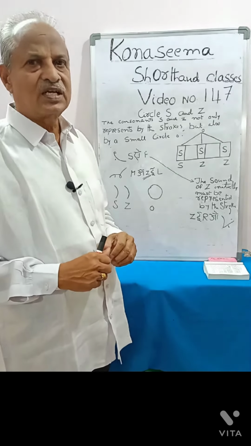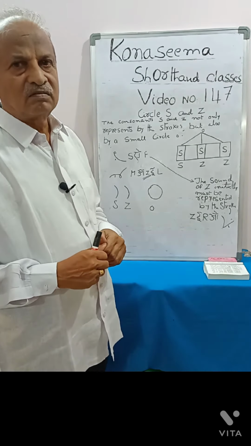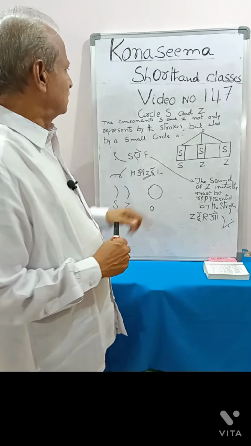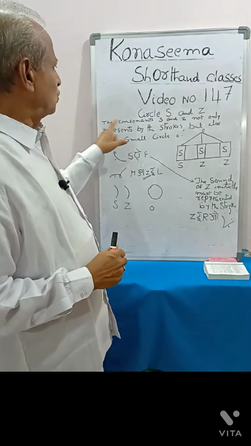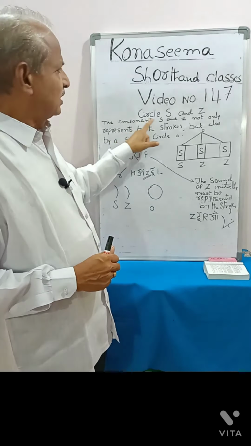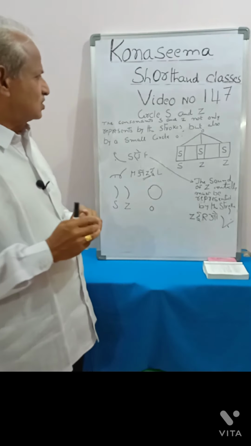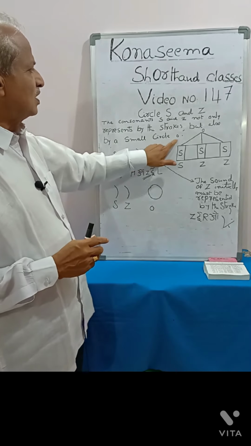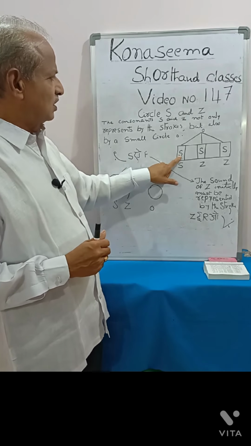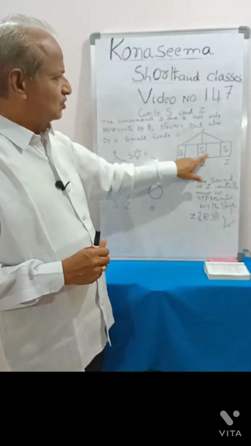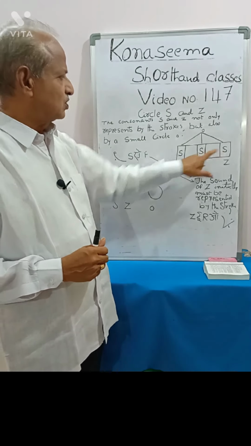This is chapter 7. Please see the instructor, page number 31. Circle S and Z. The consonants S and Z are represented not only by strokes but also by a small circle. Initially, this is initial, this is middle, this is end, final. First place, second place, third place.